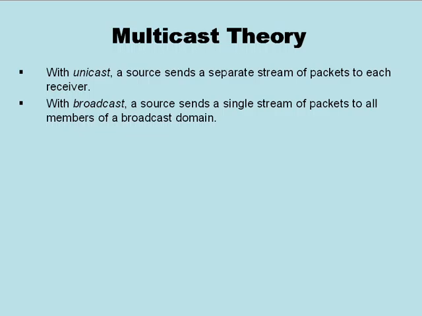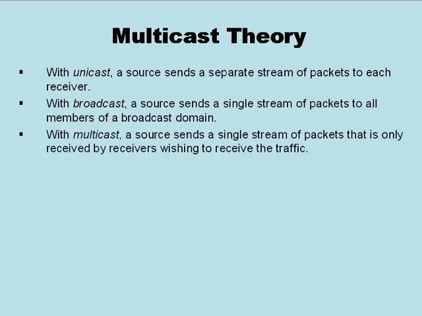But the best of both worlds is multicast. With multicast, a source can send a single stream of packets, and that single stream is replicated as needed amongst the routers and the switches in the network, and it only goes to those receivers that want to receive the traffic. How does this work?